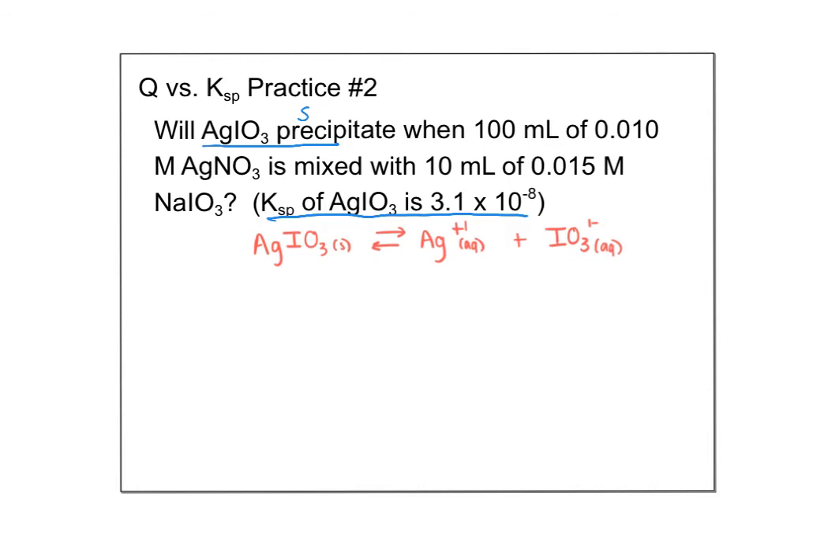When 100 mL of 0.01 molar AgNO3 is mixed with 10 mL of 0.015 molar NaIO3. So in this case, they're giving me some extra stuff. What do I care about? Well, in my first solution, 100 mL of 0.01 molar AgNO3, all I care about is the Ag+. So 0.01 molar AgNO3 is the same as 0.01 molar Ag+. Why? Because it's a 1-to-1 stoich.